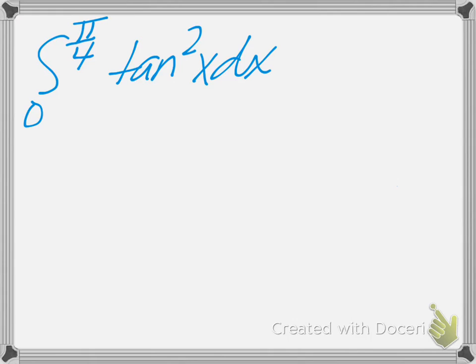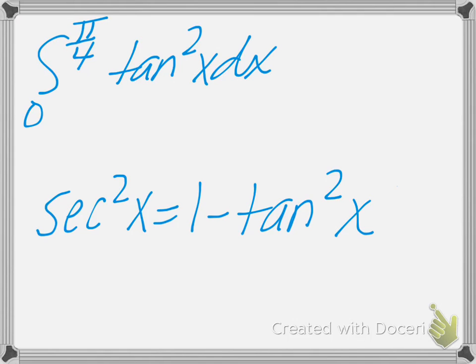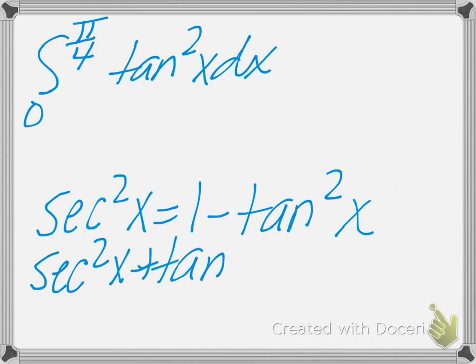Now, in all likelihood, you would not have a trig identity on the AP exam, but just in case, I'm going to show you how to do this. So there's a trig identity that says this: secant squared x equals 1 plus tan squared x. It's one of those identities like sine squared x plus cosine squared x equals 1. Okay, if you bring the tan squared x to the other side, you get this. And then if you bring the secant squared x to the other side, you'll get this.